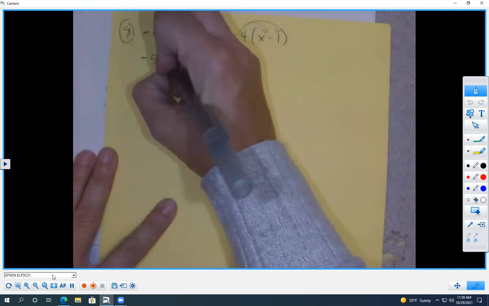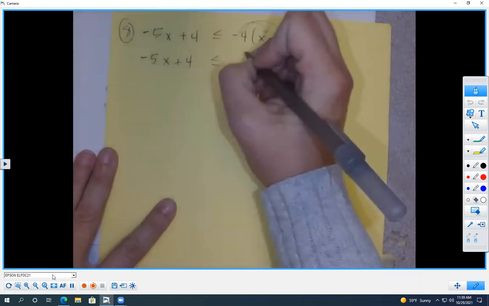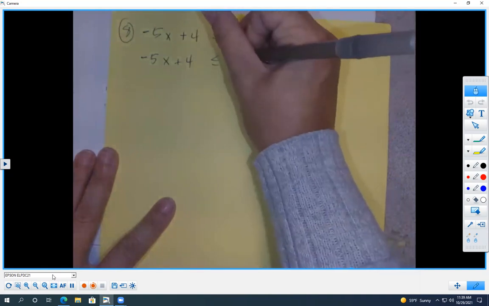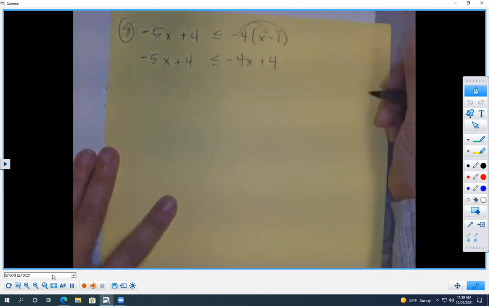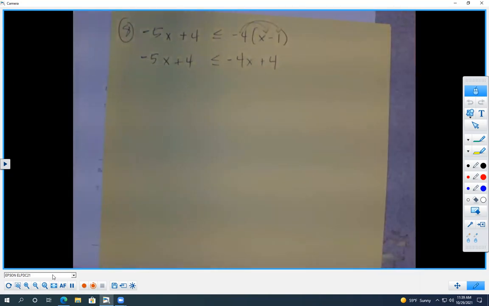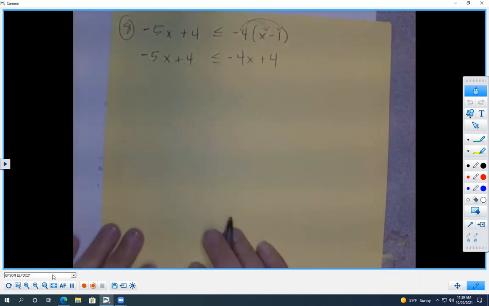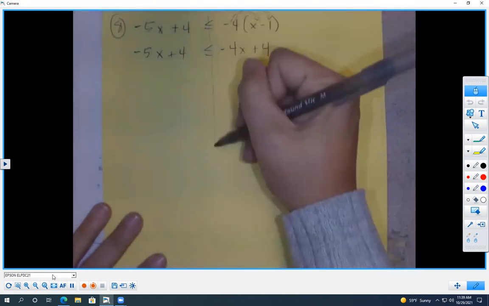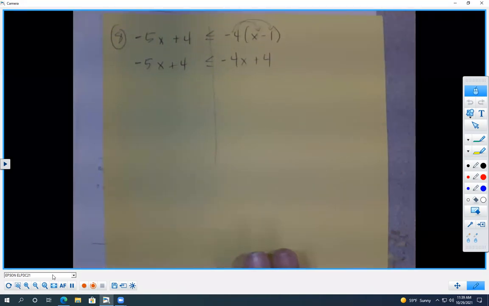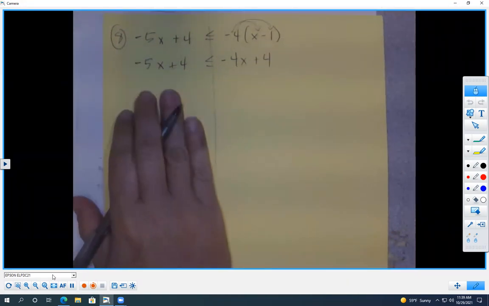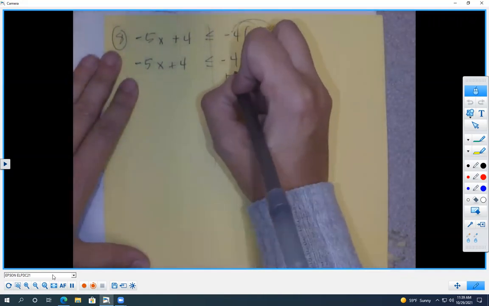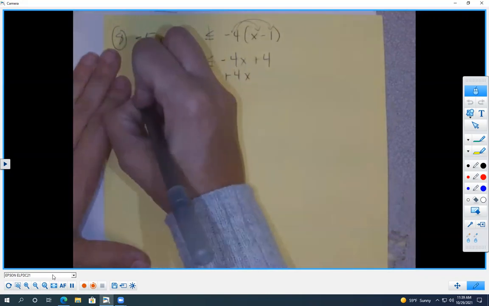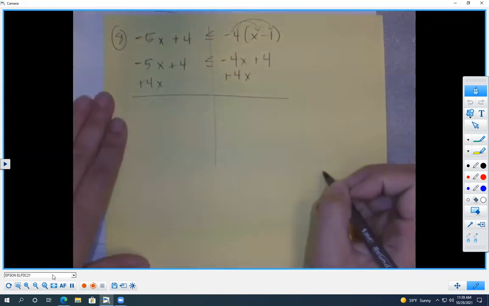So I get negative 5x plus 4 is less than or equal to negative 4 times x is negative 4x. Negative 4 times negative 1 is positive 4. From there, I need to move my x's to one side. Again, it doesn't really matter which side you move it to, but remember it's easier if you move your x's to this side, so it's easier to graph it and write interval notation. So I'm going to move negative 4x over to the left-hand side by adding 4x to both sides.